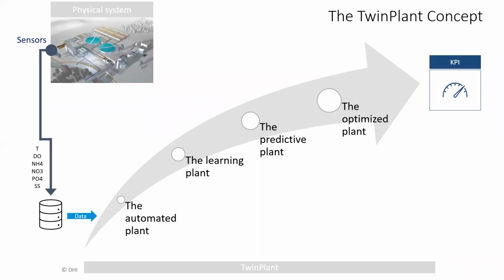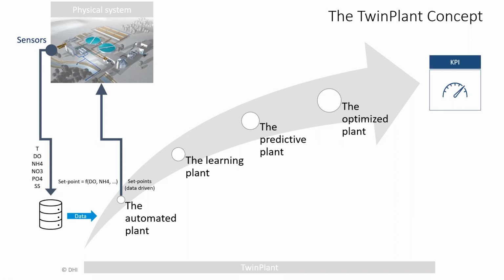And if we dig a little bit deeper into them, then if you look at the physical system, you would have a number of sensors installed that would deliver different types of real-time data from the plant. It could be dissolved oxygen, ammonia, nitrate, and so on. And they would go into what we call the automated plant. And what the automated plant essentially does is that it calculates set points, which could be set points for pumps or blowers or chemical dosings or whatever.